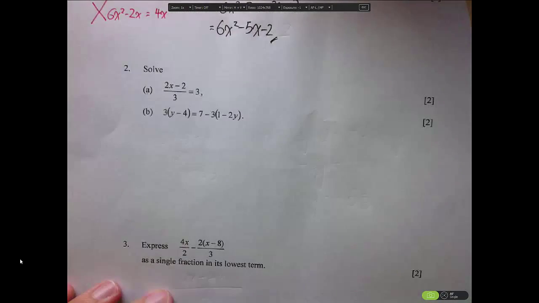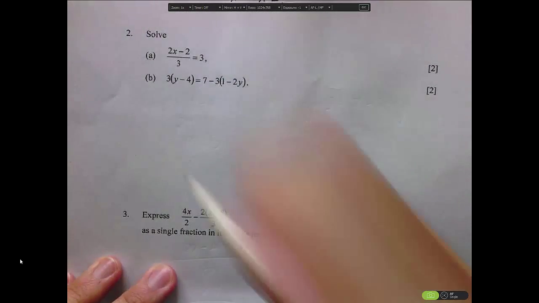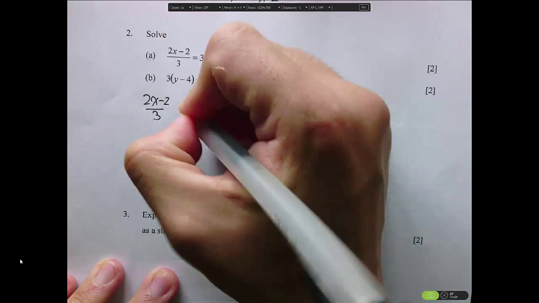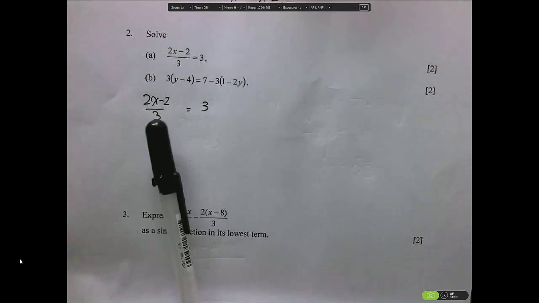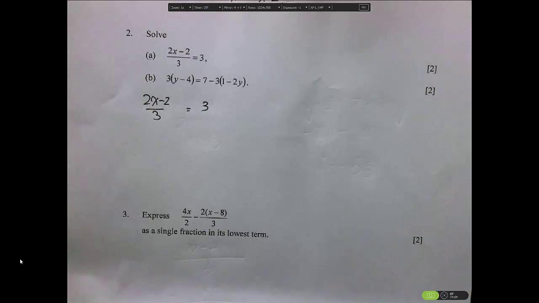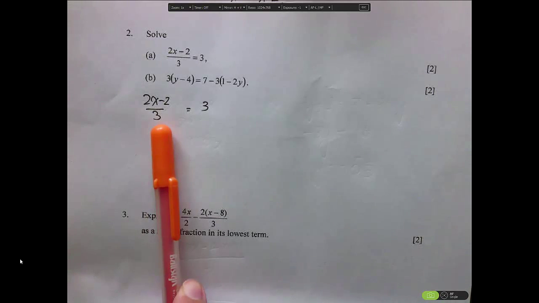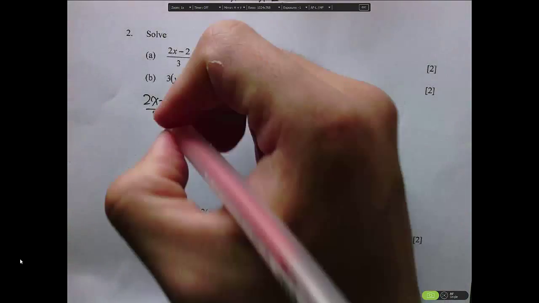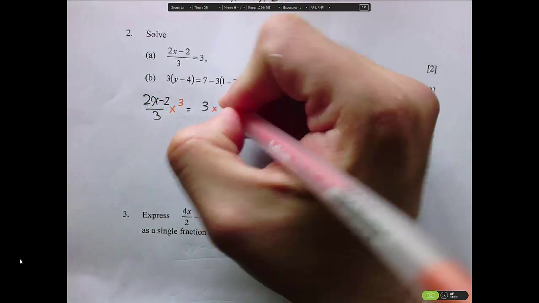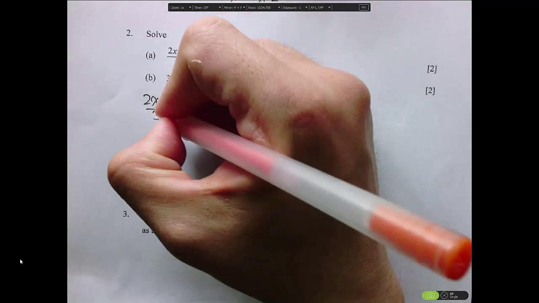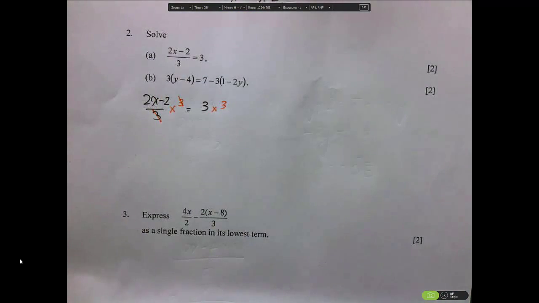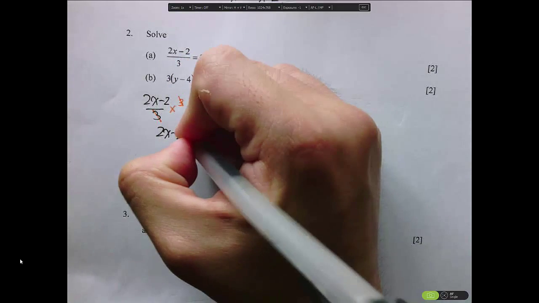We move on to question 2a. 2x minus 2 over 3 equals 3. Notice that this is an equation. Equation means that something is equal to something, there's an equal sign there. For equations, we can multiply or divide both sides by the same number. In this case, notice the denominator is a 3. So what I'm aiming to do now is to multiply both sides by 3, so that I can eliminate my denominator 3 here. So I will eliminate 3 and 3 here, and the next step is I get 2x minus 2 is equal to 9.